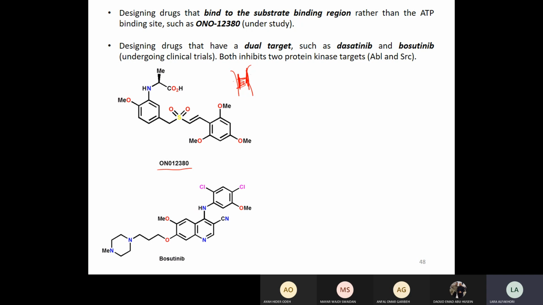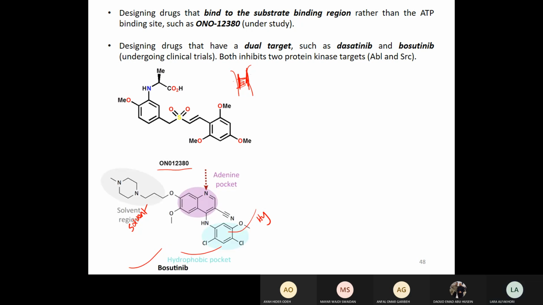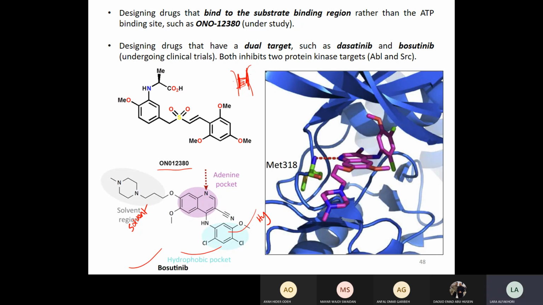Another drug that is known to bind to both اللي هو البوسوتينب. Type 1 ولا type 2? Type 1, yep. That's the part that would bind to the, yes. And this would reach the hydrophobic pocket and for sure this piperazine ring would go to the solvent region. Okay? The crystal structure of this drug.